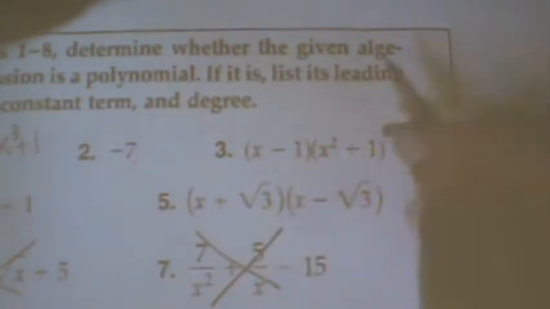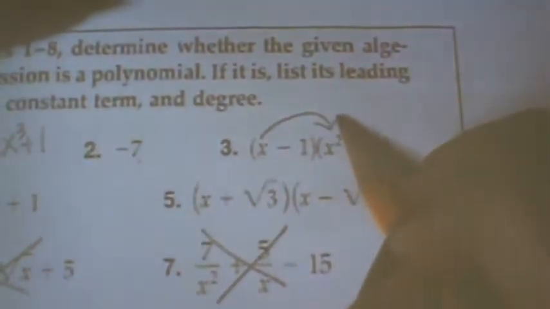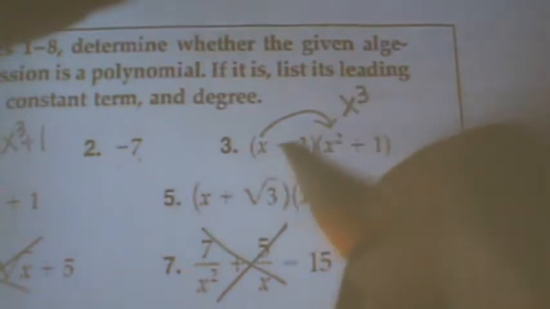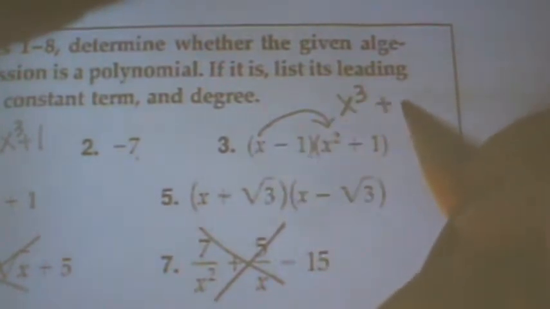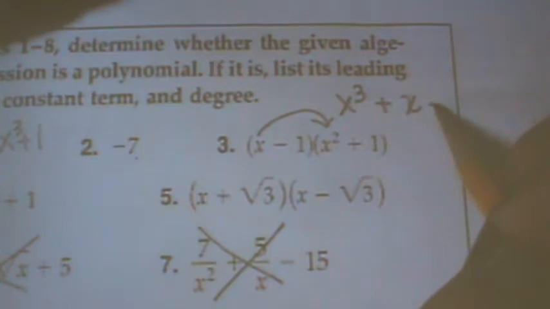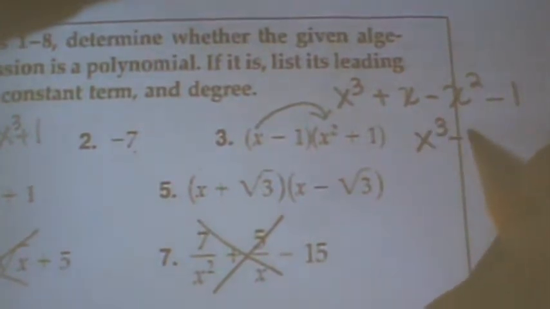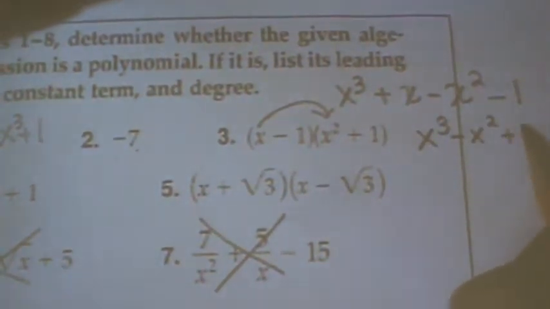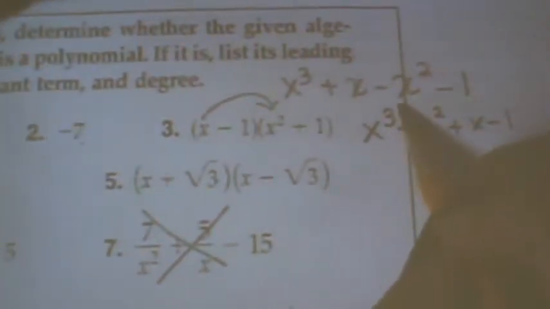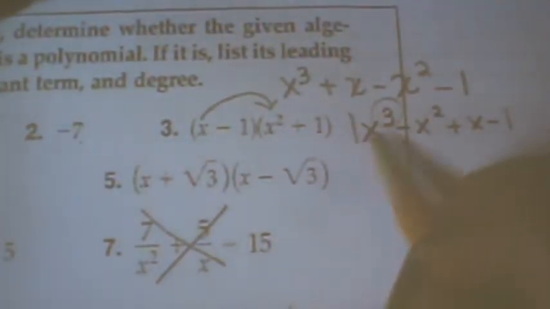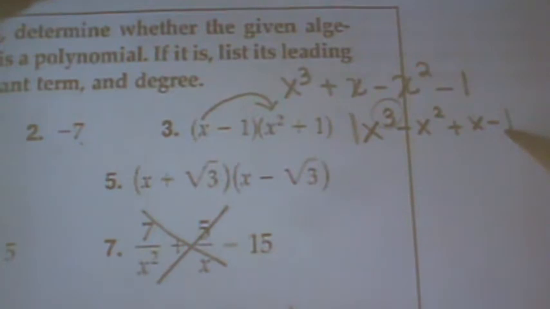For number 3, you would have to definitely FOIL this out. X cubed, and then you have plus 1x minus x squared, and then minus 1. Now, is this in standard form? No. If you wrote it in standard form, this is what you would get. The degree is 3, the leading coefficient is 1, and the constant term is negative 1. So, do you think you guys are okay with that? Yeah. Okay. Next.